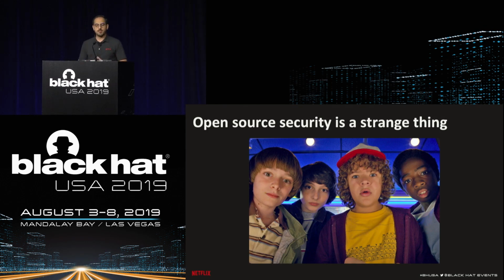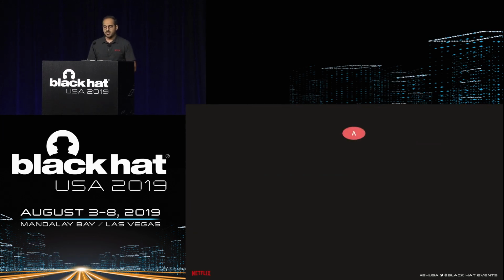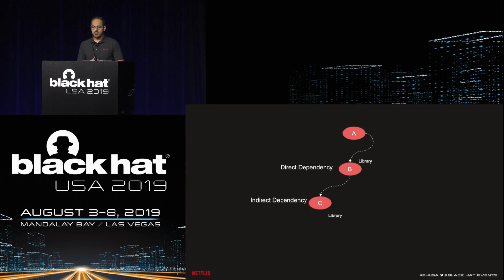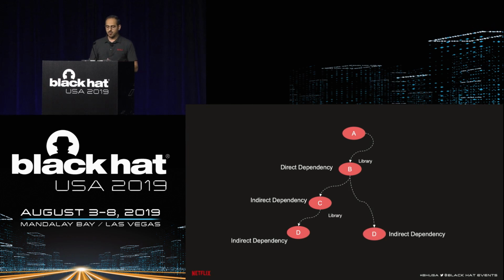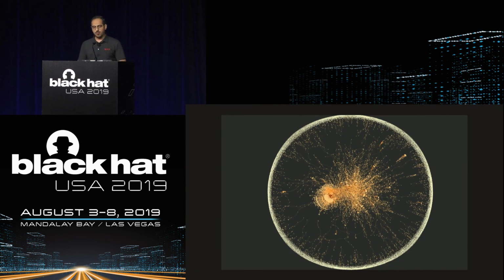So what are transitive dependencies? Imagine you are the owner of a library called A, and that library is pulling another library called B. B in this case is called a direct dependency. But B is also relying on another library called C. And C in this particular case is called an indirect dependency. D is in this case called a nested dependency, which B relies on, and C relies on D. Does anyone know what this is?